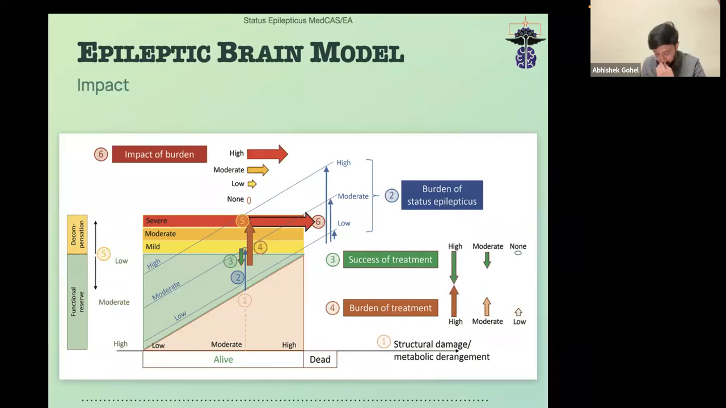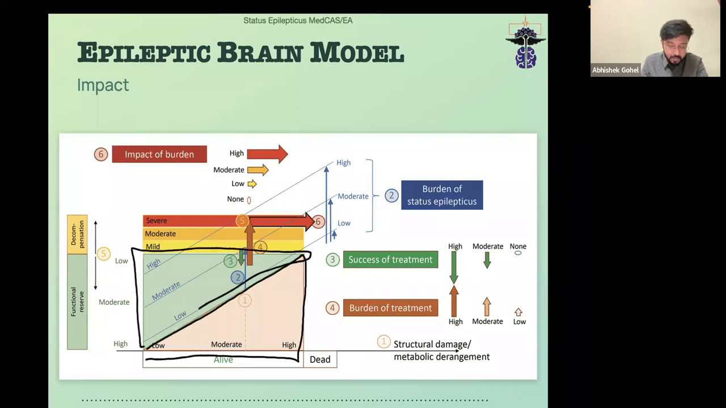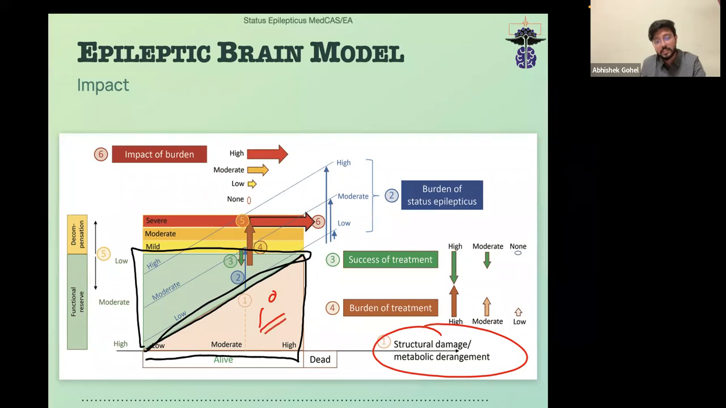So what happens over here? We have two triangles, one is the brown triangle and another is the green triangle, as we can see. The brown triangle indicates the structural damage, or metabolic derangement. So this indicates the primary reason why the status epilepticus is happening.